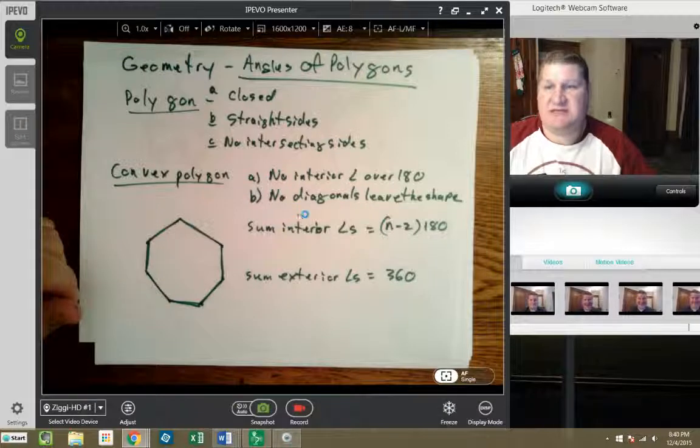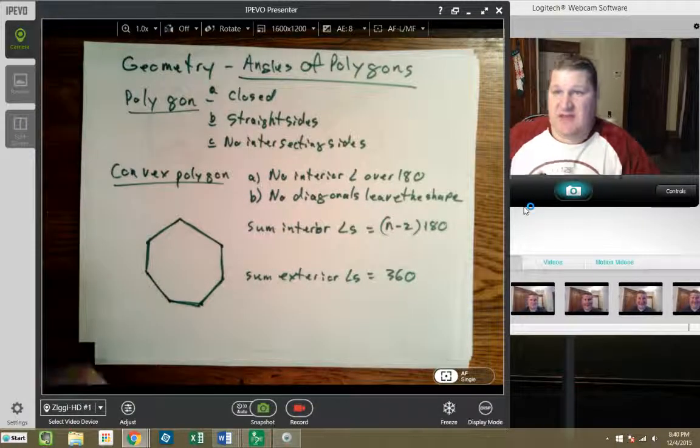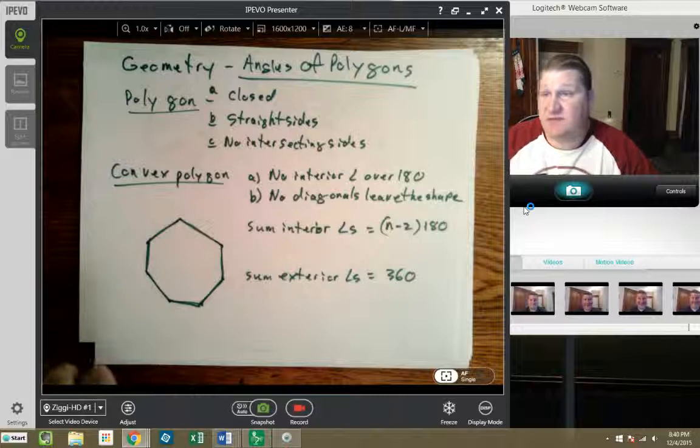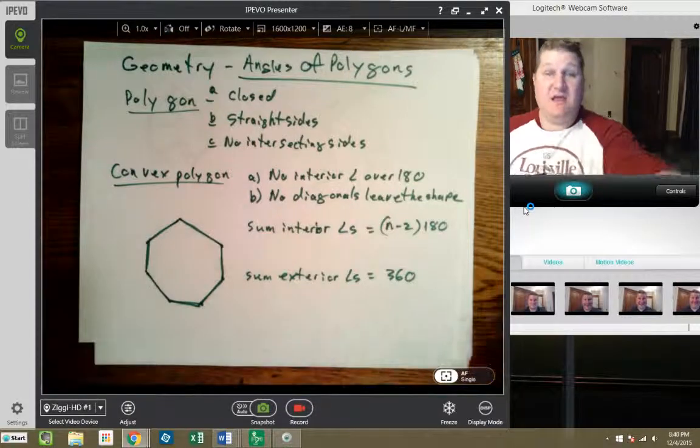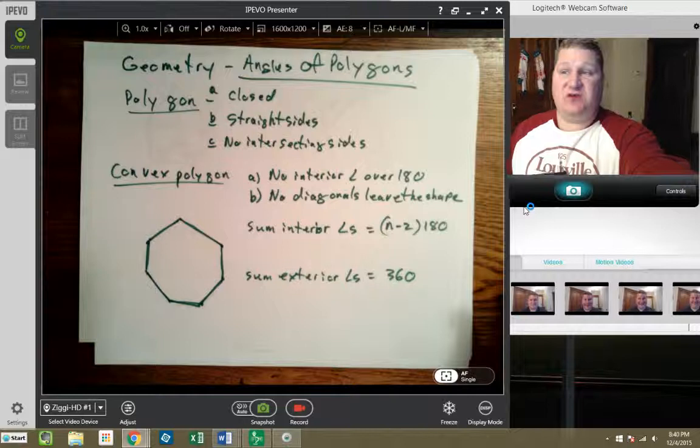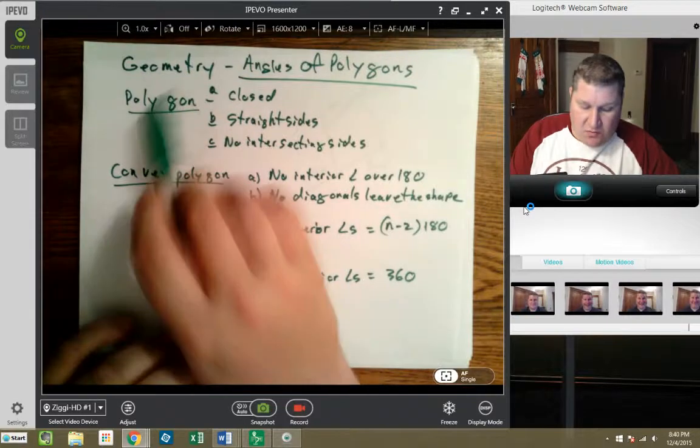Okay, ladies and gentlemen, let's take a look at geometry, the angles of polygons. Now, this is really a review of some of the things we may have very well done in class, but hey, what does it hurt to go over it just a little bit? So we have a polygon.